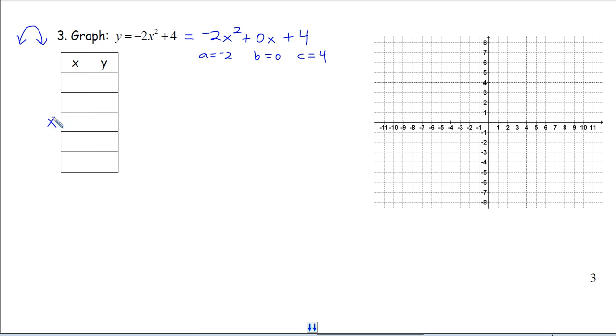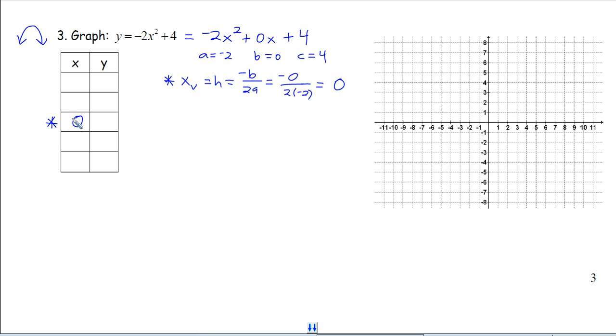After that, let's find our middle value where that vertex goes. So that x value of the vertex, which will be our h, is negative b over 2a. So in this case, that's the negative of 0 all over 2 times negative 2. And 0 over anything is going to give us 0. So 0, and plugging that in.